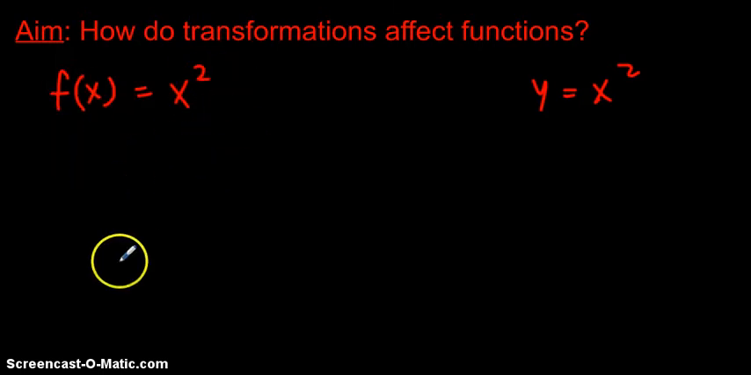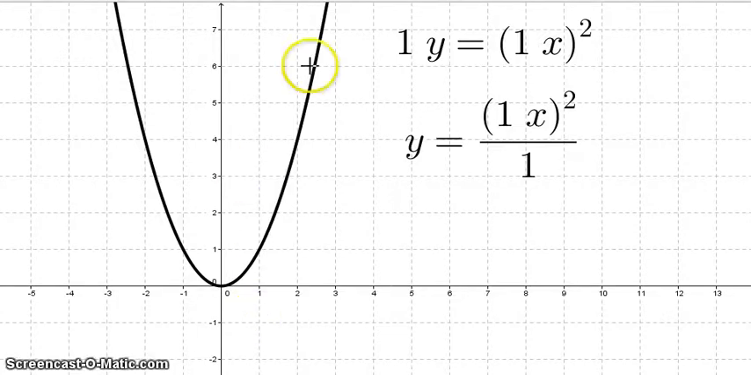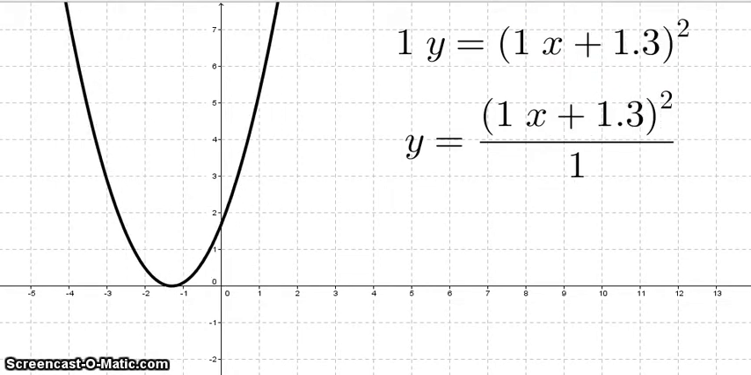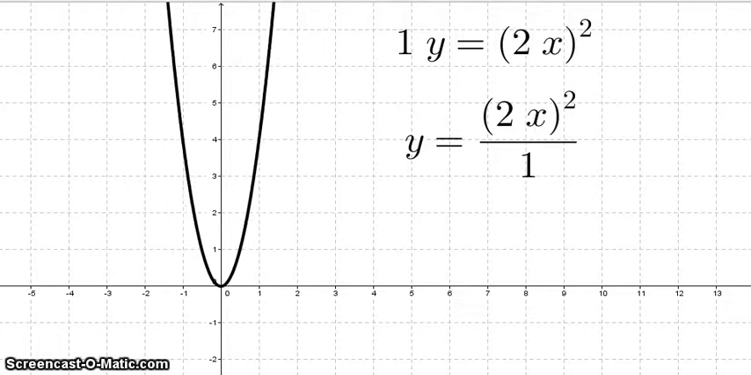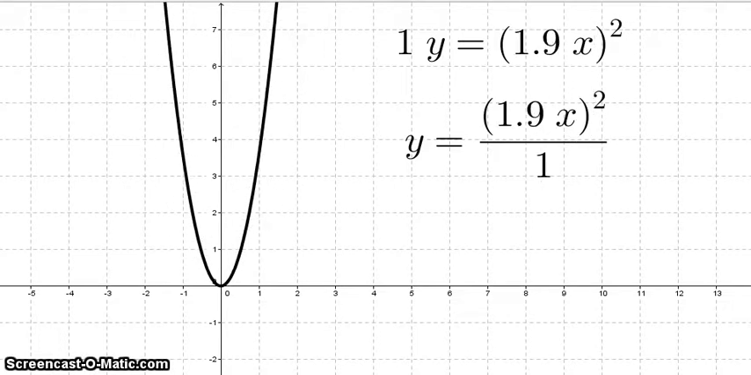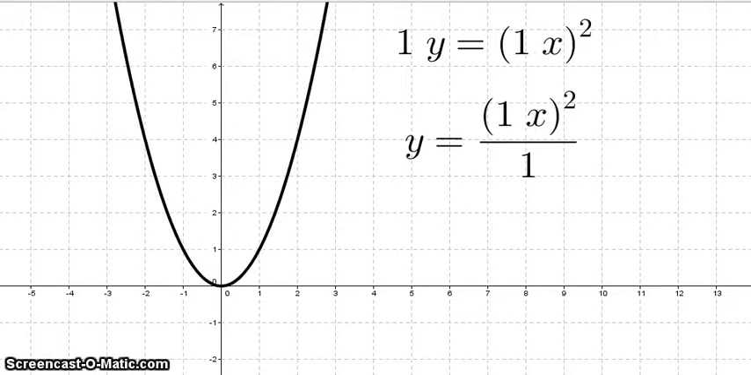Actually, let's take a look at the graph. Here I have y equals x squared. I also have it solved for y. These ones are the coefficients of y and x. I divided both sides here by 1, so it's in y equals form. And we're going to see what happens when we multiply x by a number. So if we multiply x by 2, you'll notice the graph appears to be shrinking, but by how much?